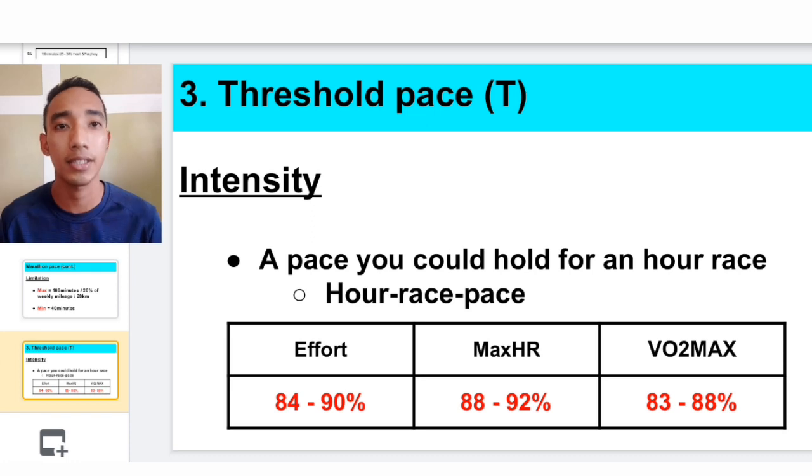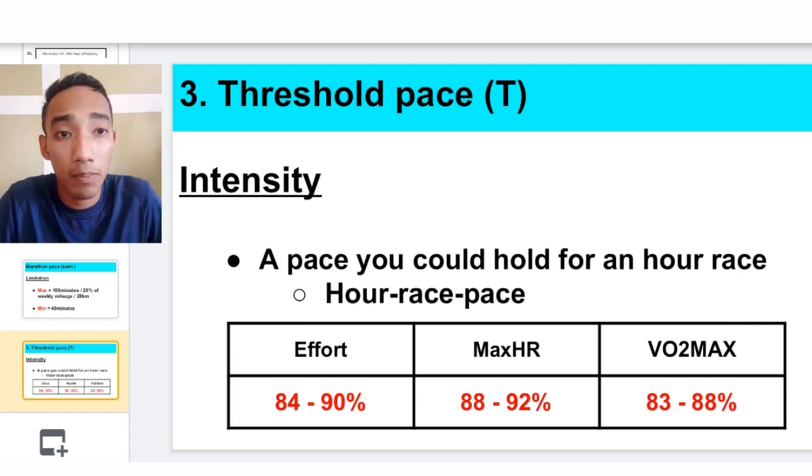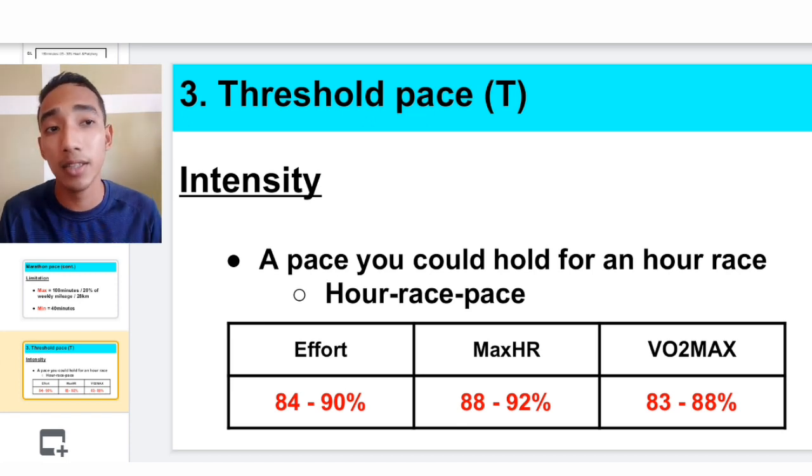Runners are treated differently, each has their own pace. I have my own threshold pace. You have your own threshold pace too. So effort imposed is 84 to 90%. Fraction of maximum heart rate is 80 to 92%. So VO2 max 83 to 88%.